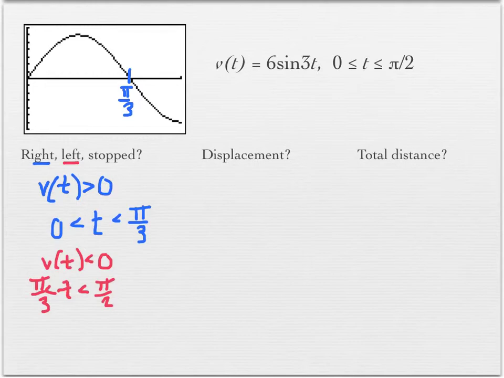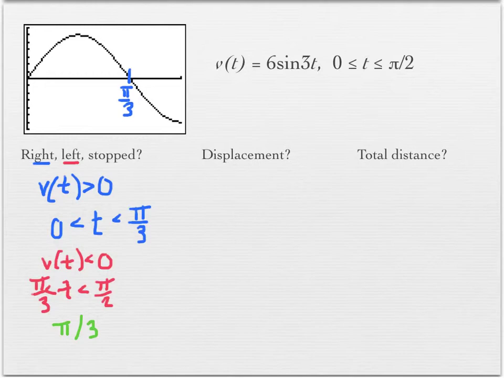And when is my graph going to be stopped? Well, that's going to be right at this region right here. It's going to be stopped at pi over 3 when the t value equals that. All right, so that kind of makes sense. Maybe you remember some of that from previous chapter.